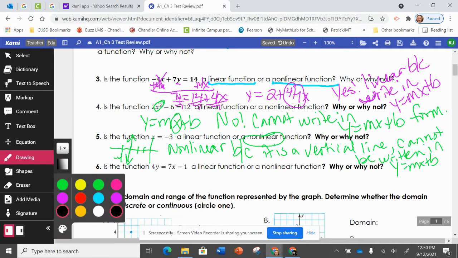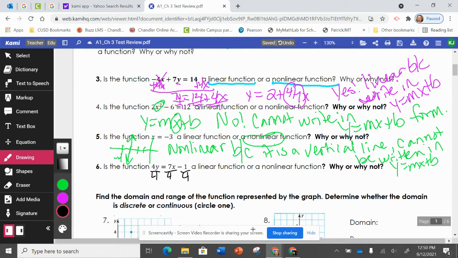For number 6, let's see if we can get y alone here. Divide by 4, divide by 4, divide by 4. We get y is equal to 7/4 x minus 1/4. And so, yes, this is linear because we wrote this in y equals mx plus b form.